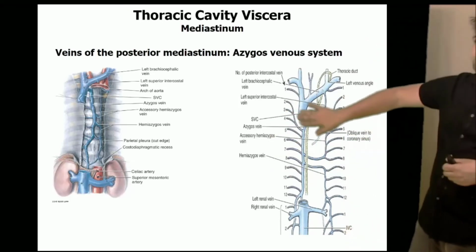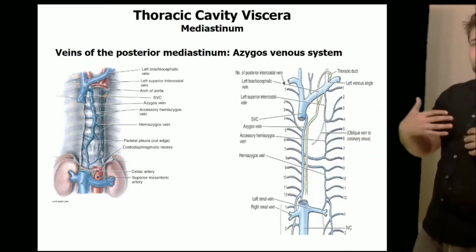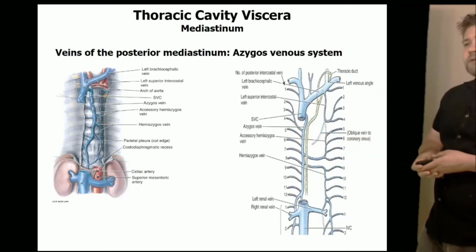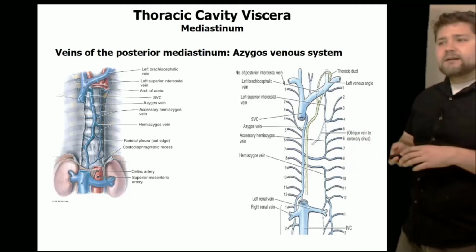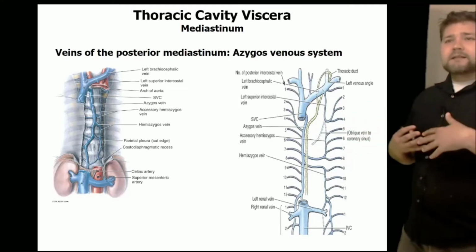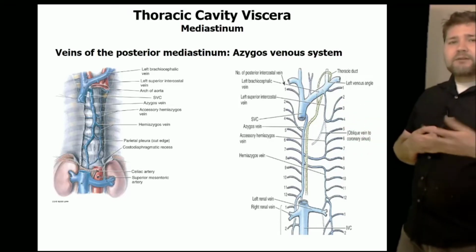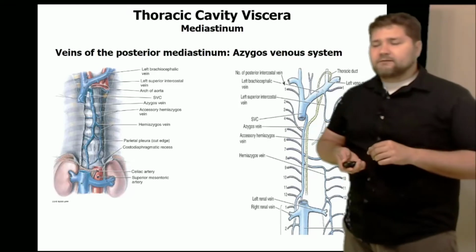So you should be able to see those in the posterior mediastinum, assuming you take out the heart and look at all those structures. They'll be sitting there, and they should be basically behind the endothoracic fascia. You're going to have to peel away some of that fascia.